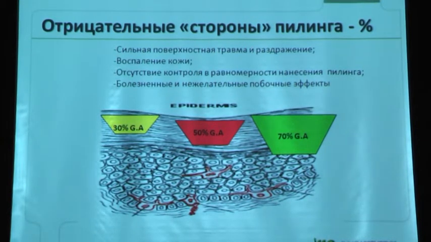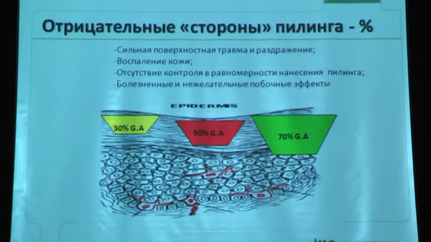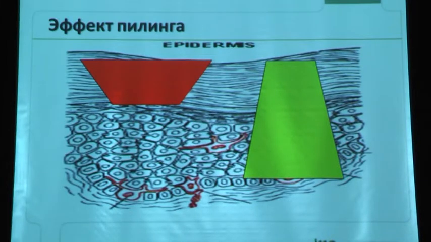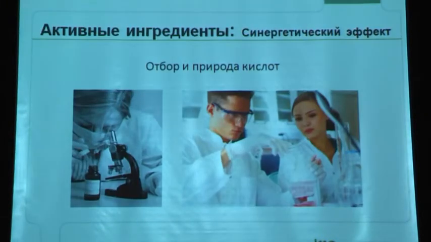Excessive surface trauma and irritation can eventually lead to severe skin inflammation and pigmentation. If we want to reach the keratinocyte level, instead of increasing the concentration of glycolic acid, let's use another acid like salicylic acid or a Jessner solution, which will penetrate much more deeply.